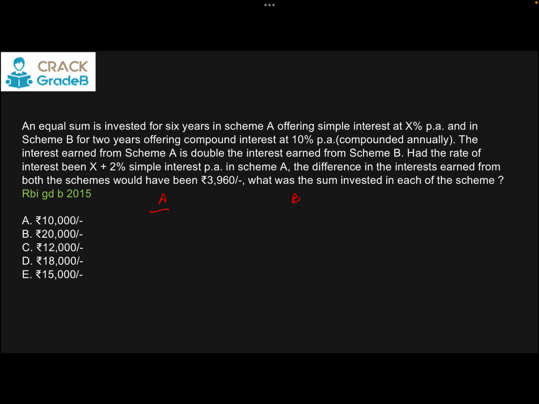What was the sum invested in each of the schemes? So again, similar type of question, scheme A, scheme B. In scheme A and scheme B, both same amount is being invested. So if I say investment here is 100y, here also the principal is going to be 100y. In scheme B, we are investing for 2 years and the rate of interest is 10% per annum and it is compound interest. So we can first calculate the compound interest we get here. So first year compound interest and then second year compound interest.